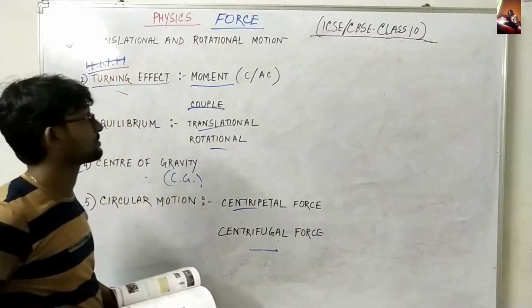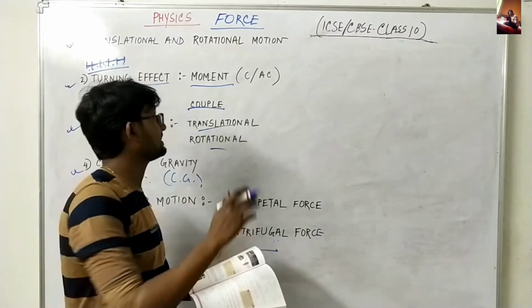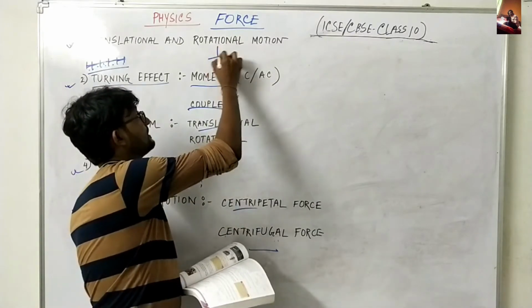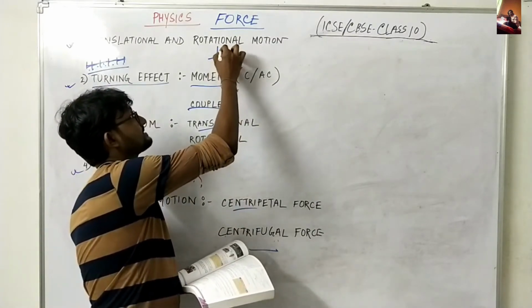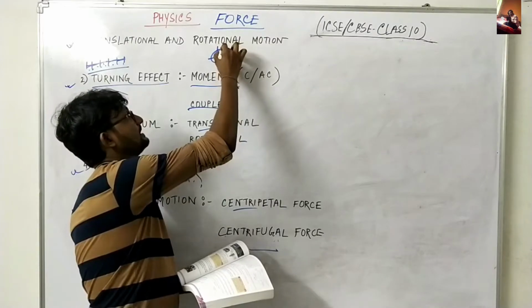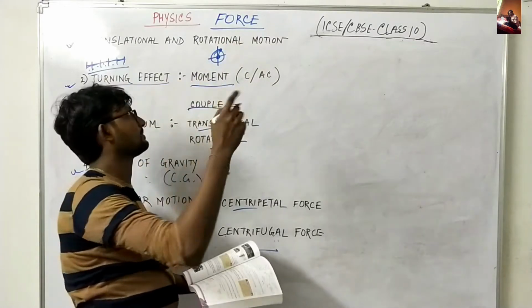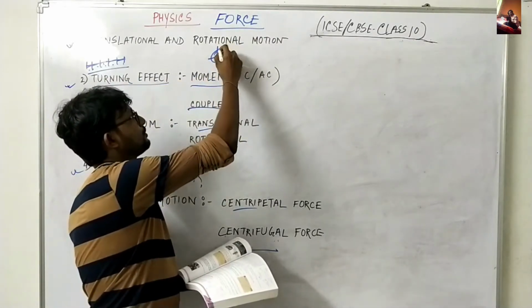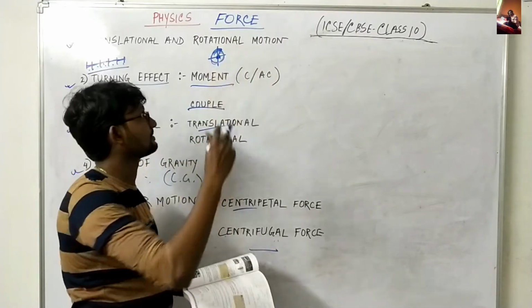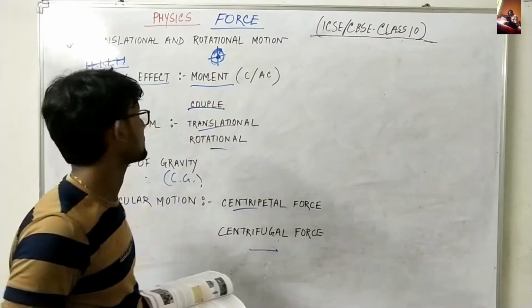That's called translational motion. And rotational motion moves based upon a fixed axis. Suppose this is an axis, and the ball is moving over here. You are rotating a ball tied to a rope, so this is an axis, and it's happening as rotational motion.